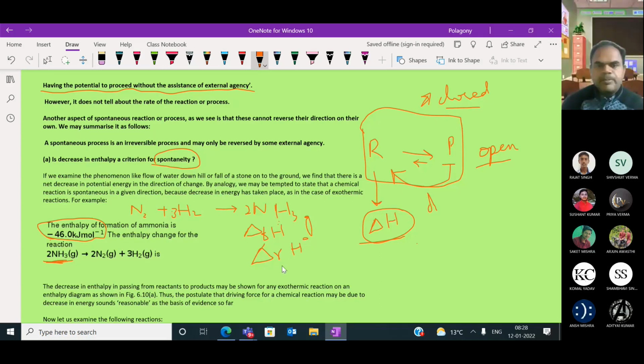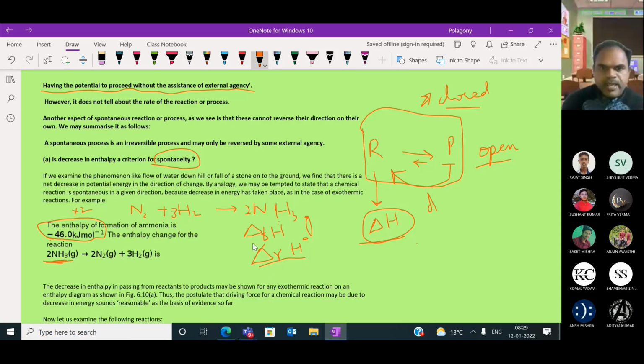No. Enthalpy of formation is with respect to 1 mole, whereas enthalpy of reaction is with respect to the balanced equation. As per the balanced equation, how much product is formed here? 2 moles. So you must multiply this minus 46 by 2. How much will it be? Minus 92. So minus 92 kilojoules per mole is the standard enthalpy of reaction of this ammonia formation.